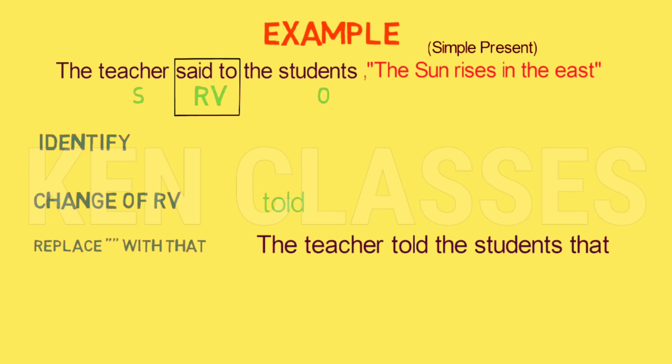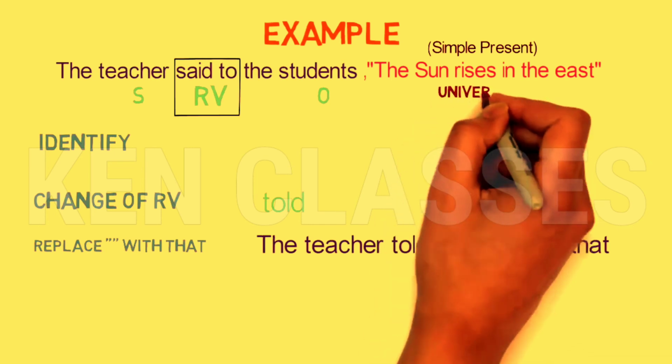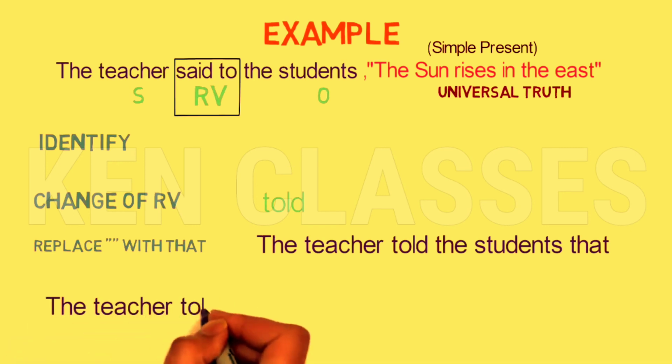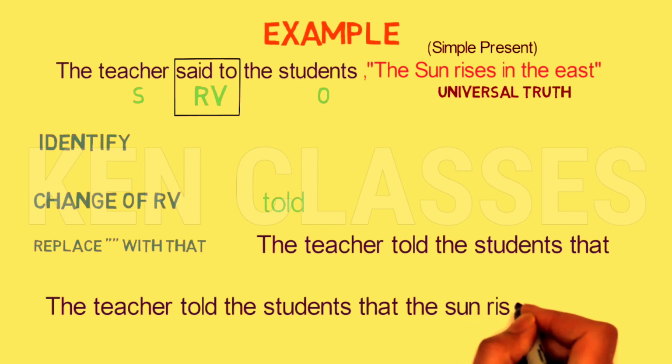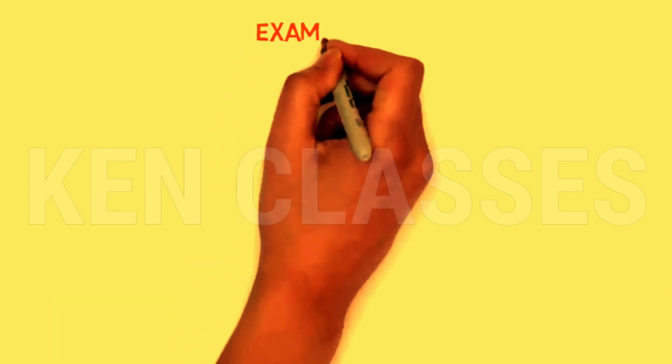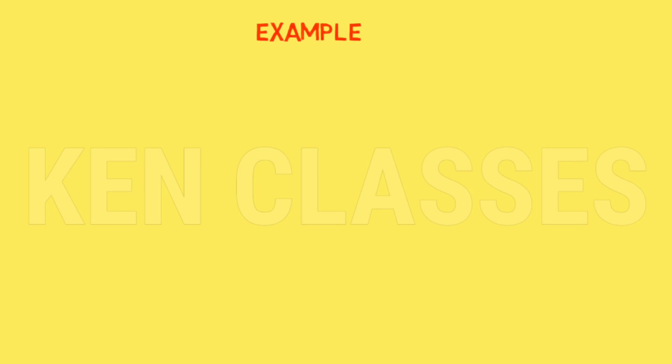Now the fifth step is change of tense. Here the tense is in simple present, but the sentence the sun rises in the east is a universal truth. So there will not be any change in tense. And the sixth step of change in time denoting word. As there are no such words, this change won't come. So the final sentence in the indirect speech is the teacher told the students that the sun rises in the east.